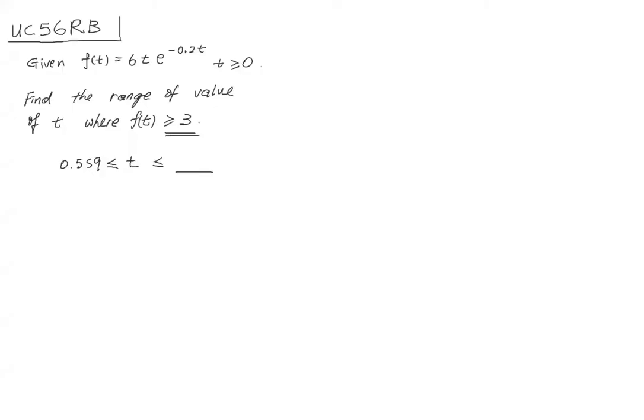So this is one of the graphic calculator skills for you to solve this thing. Everyone must learn this skill, okay? So first of all, you key into your graphic calculator Y1, which is 6te^(-0.2t).